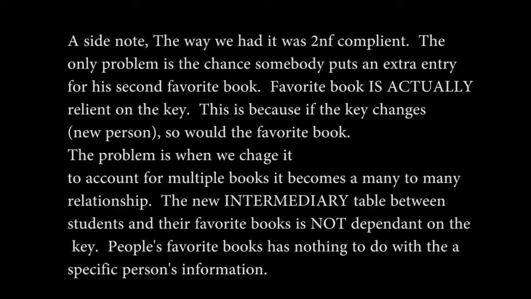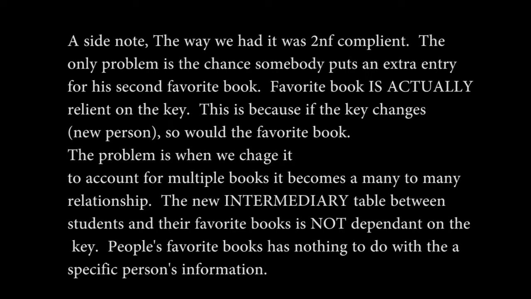The thing is, when you allow it to be more than one book, if you have like 3 favorite books, then it becomes a many-to-many relationship. This is because a student can have more than one favorite book, and a specific book title can be favorited by more than one student. So the proper way to do this, as stated in my previous videos, is an intermediary table.